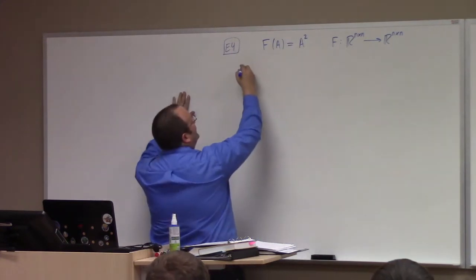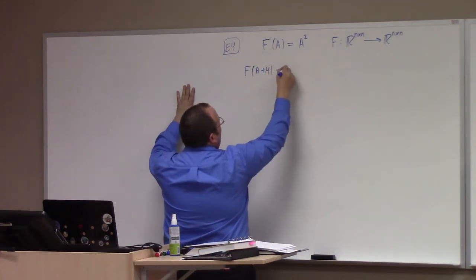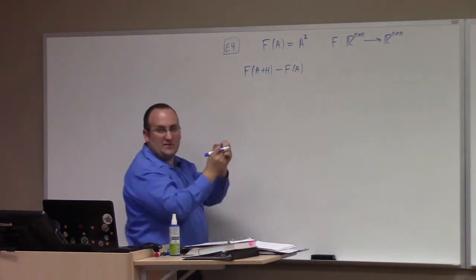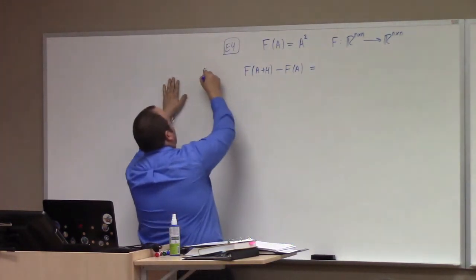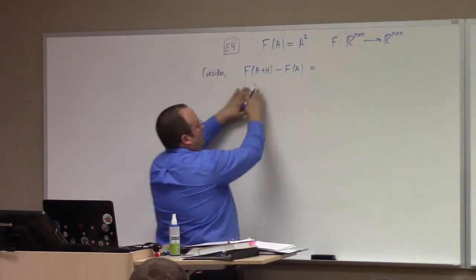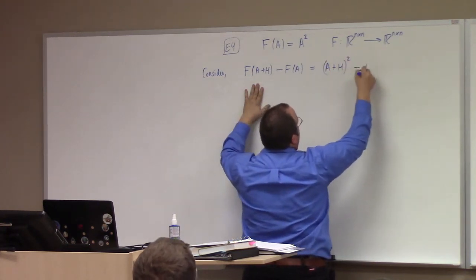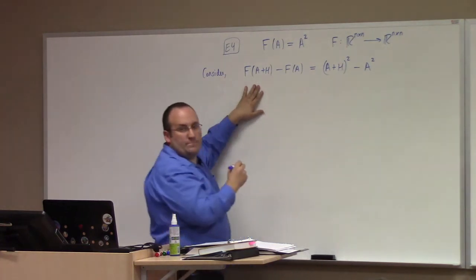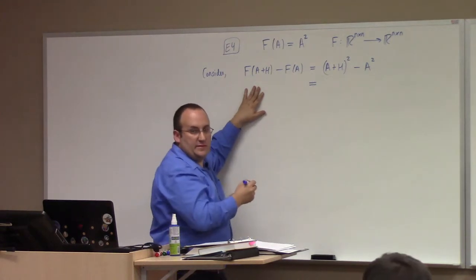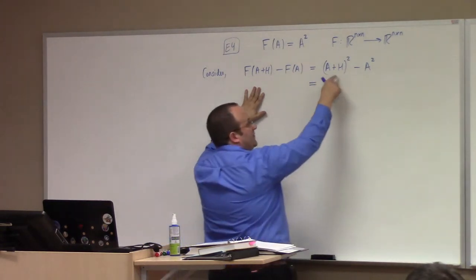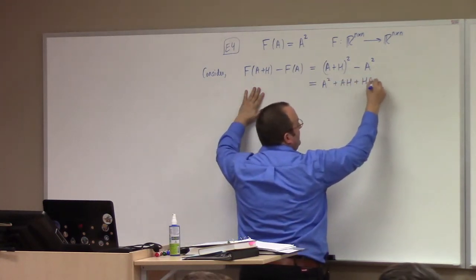Good job. So what you want to look at is f of A plus h minus f of A, and you just kind of pick off the piece which is linear. Okay? So consider this. This is going to give me (A plus h) quantity squared minus A squared. What is (A plus h) quantity squared? Remember, these are matrices. They don't commute, right? Not necessarily. So (A plus h) squared is A squared plus A times h plus h times A plus h squared, minus A squared.